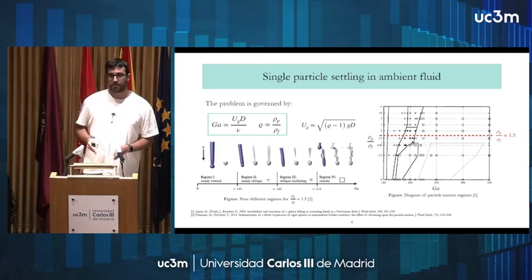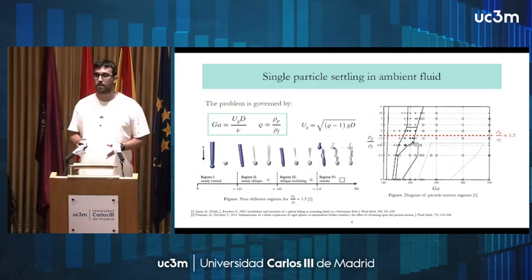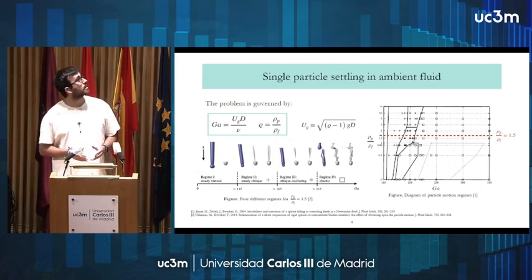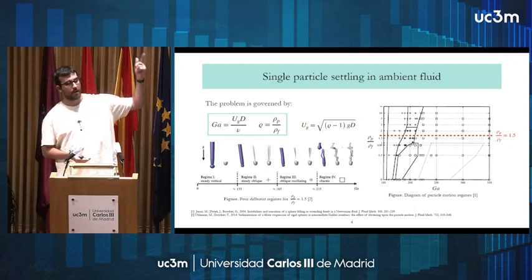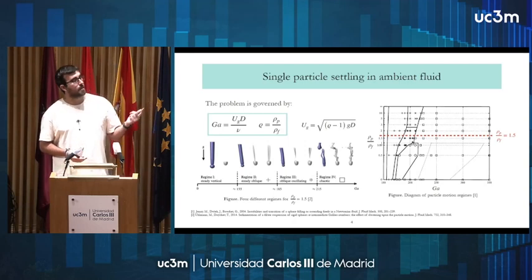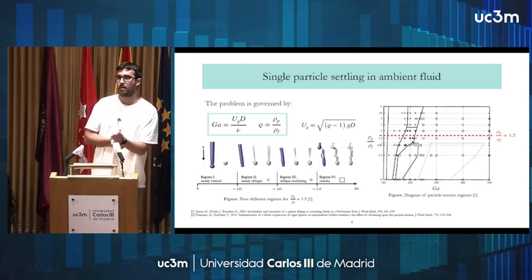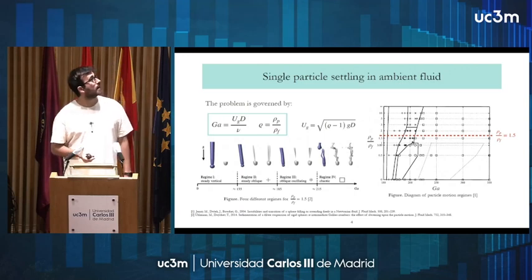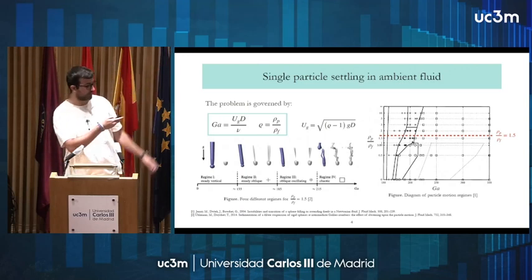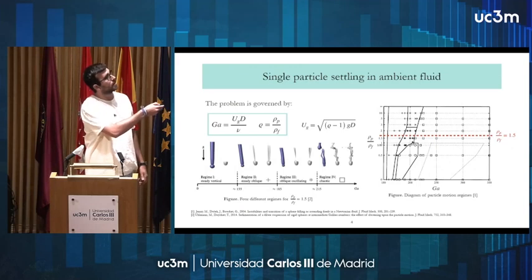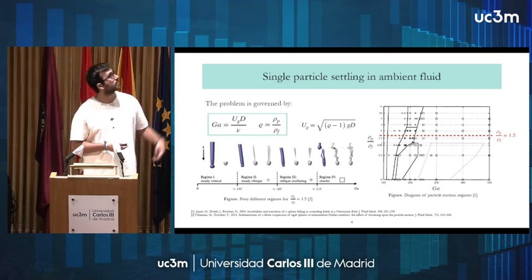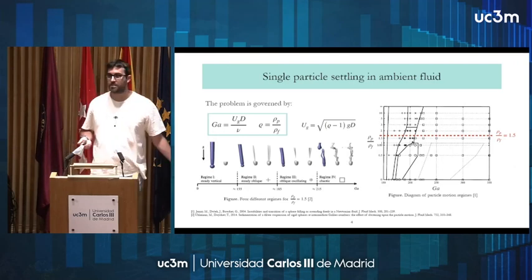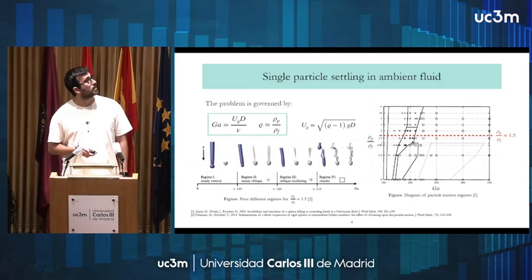Taking a look at this particular problem in which the single particle settles in an ambient fluid, if we look at the literature, we know that the problem is governed by two non-dimensional parameters, okay? Galileo number and density ratio. The Galileo number is nothing else than a Reynolds number whose characteristic velocity is this gravitational velocity that is defined here, dependent on the gravity, the sphere diameter, and the density ratio. And of course, the density ratio is the ratio between the density of the particle and the density of the fluid.